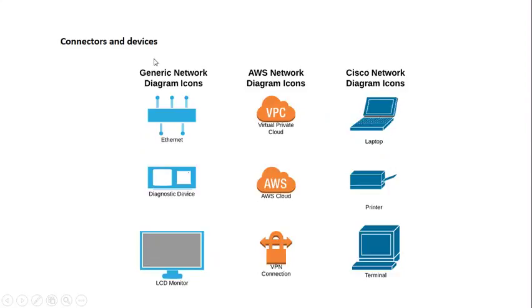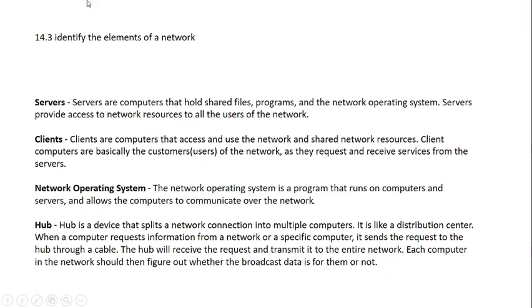Okay, so connectors and devices. Generic networks have connectors, Ethernet connections, diagnosis devices, LCD monitors like that. AWS has, and Cisco networks have laptops, printers, and terminals like that. Okay, now identify the elements of a network.